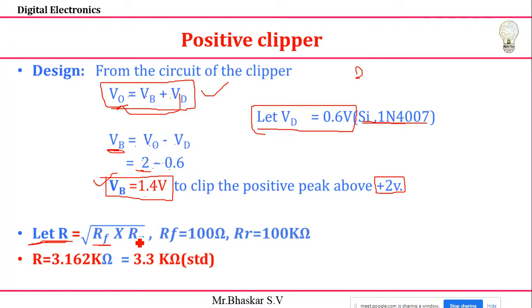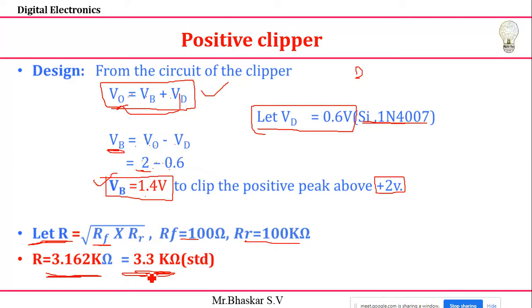The forward resistance and reverse resistance values we are going to assume for a particular diode; these values will come into the picture. So I'll take it from the table. RF value is 100 ohm and RR is equal to 100 kilo ohm. Directly you need to assume the RF value is 100 ohm and the RR value is 100 kilo ohm. Directly you can substitute and find out. I'll get the value 3.162 kilo ohm, approximately 3.3 kilo ohm. So just remember I need to consider the R value as 3.3 kilo ohm for designing purposes.